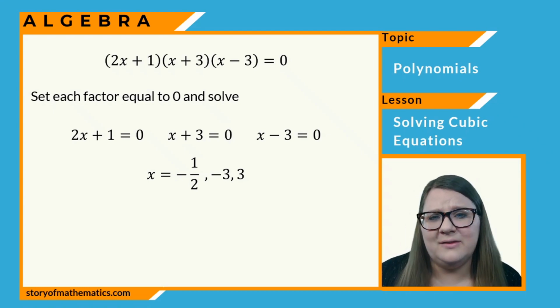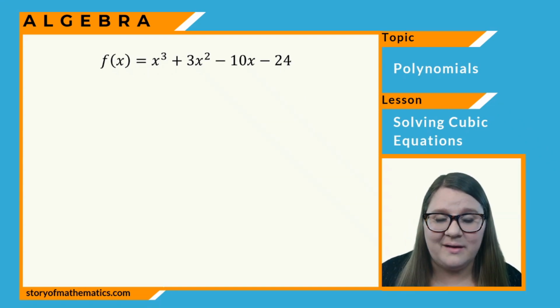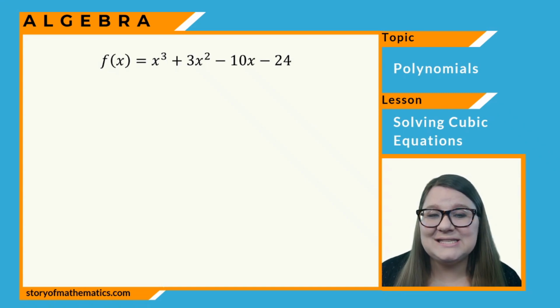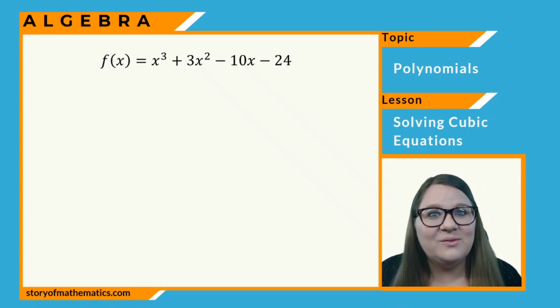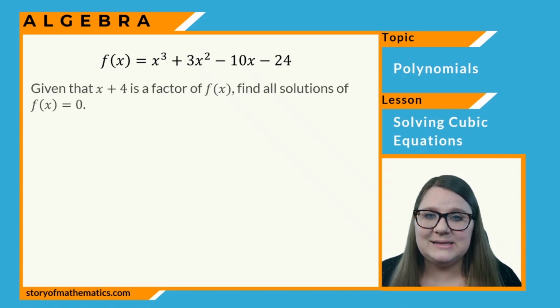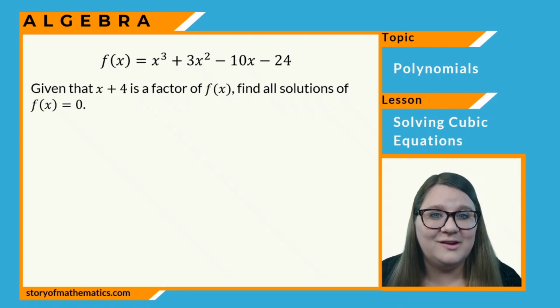Now, what if, on the other hand, I told you that f of x equaled x cubed plus 3x squared minus 10x minus 24? Well, first of all, notice that this is not factorable by grouping. Unfortunately, when you try it, you'll get stuck. It doesn't work out. So let's say instead I tell you that x plus 4 is one of the factors of the function, and I want to know what are all the solutions to f of x equals 0.